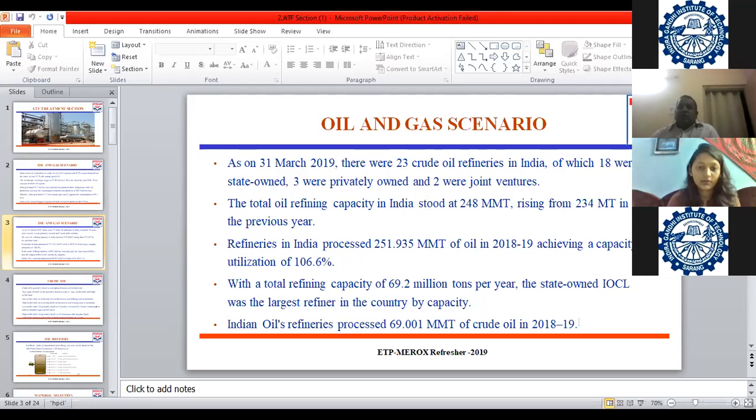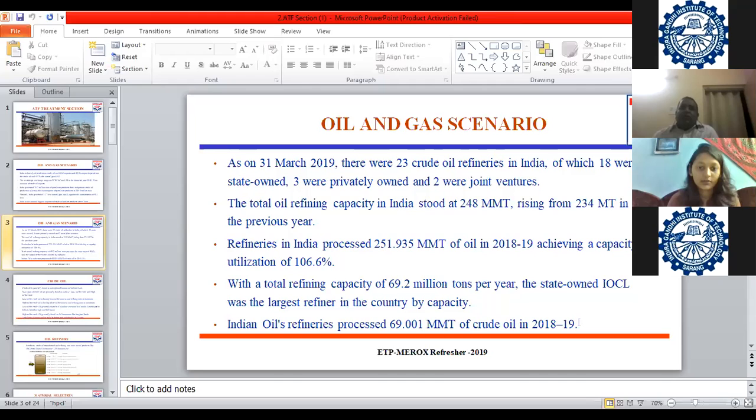The total refining capacity of India is about 248 million metric tons, rising from 234 million metric tons the previous year. So day by day, we are adding 5 to 10% to our capacity. Refineries in India processed around 251.935 million metric tons of oil in 2018-19, achieving a total capacity utilization of 106.6%, around 107%. So our resources were fully utilized to sustain our requirements in the market.